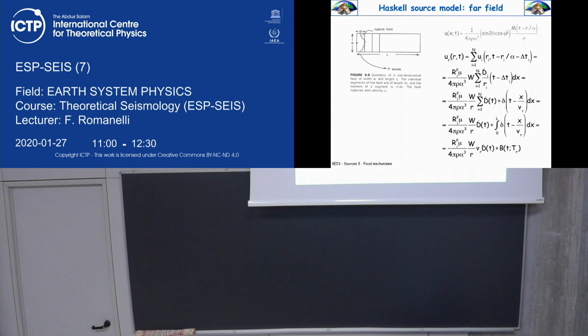This is the expression that we have been using. That's for the radial component of motion, for example, that is related to P waves. We could do the same for S waves.